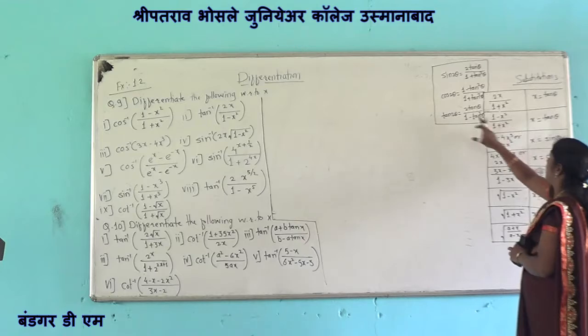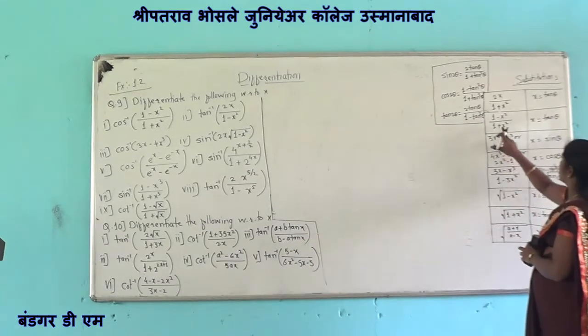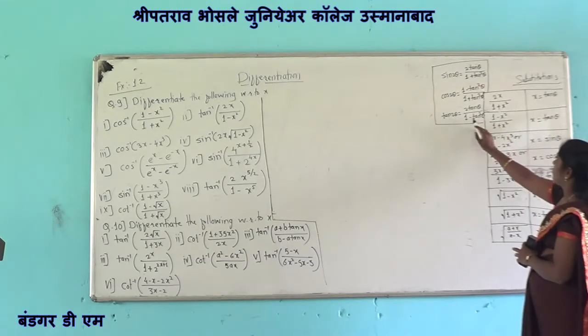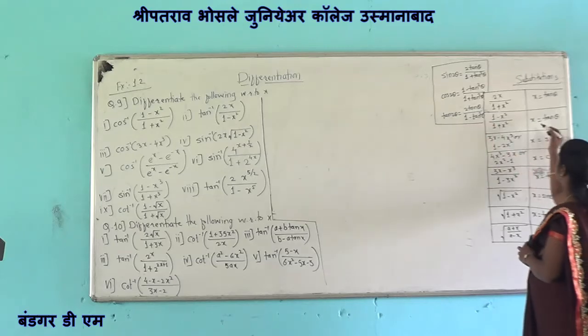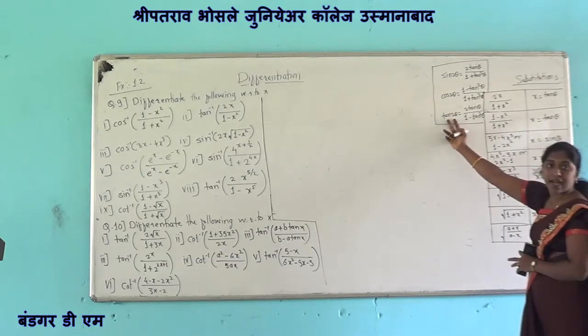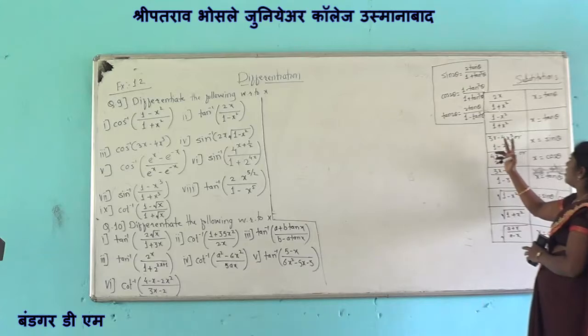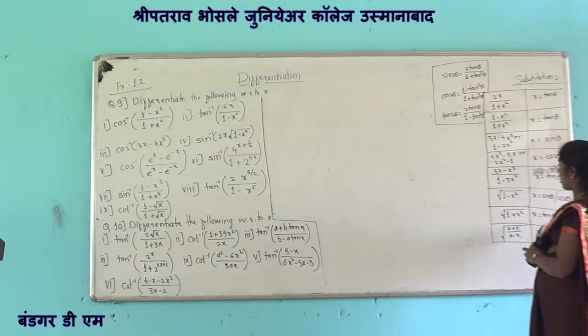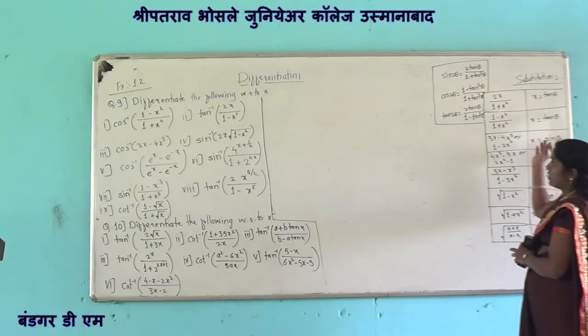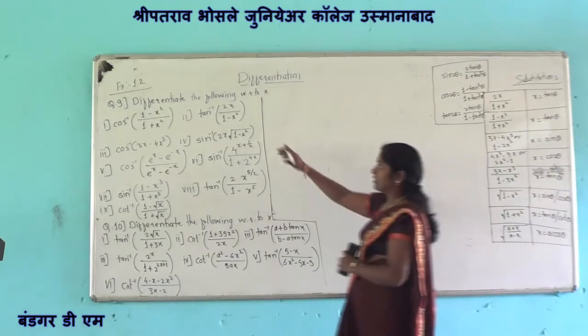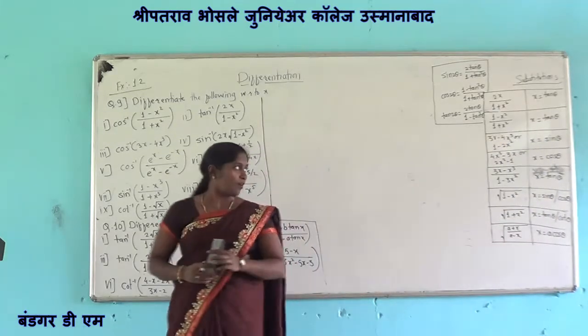If there is 2x upon 1 minus x square form, then we have to replace x is equal to tan theta to get tan 2 theta. Now, the corresponding formulas are as follows. We will replace it whenever there is an example of this type.